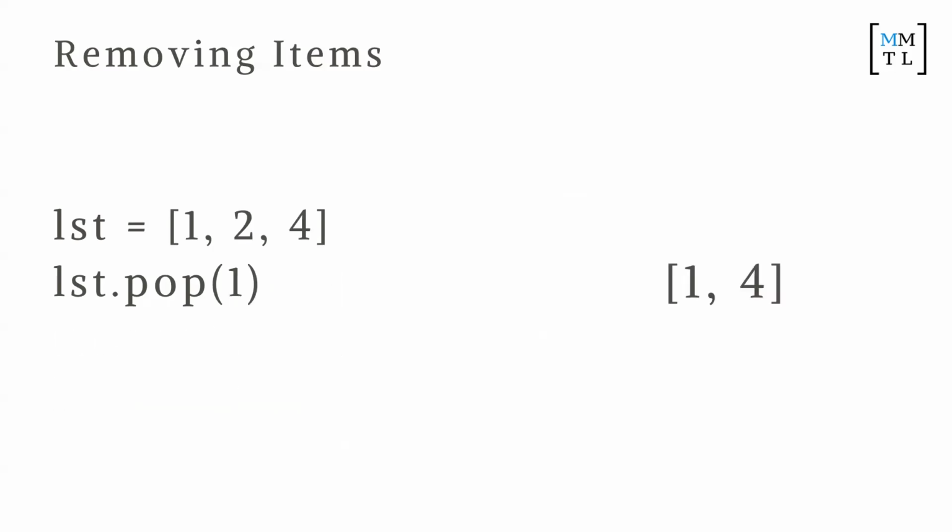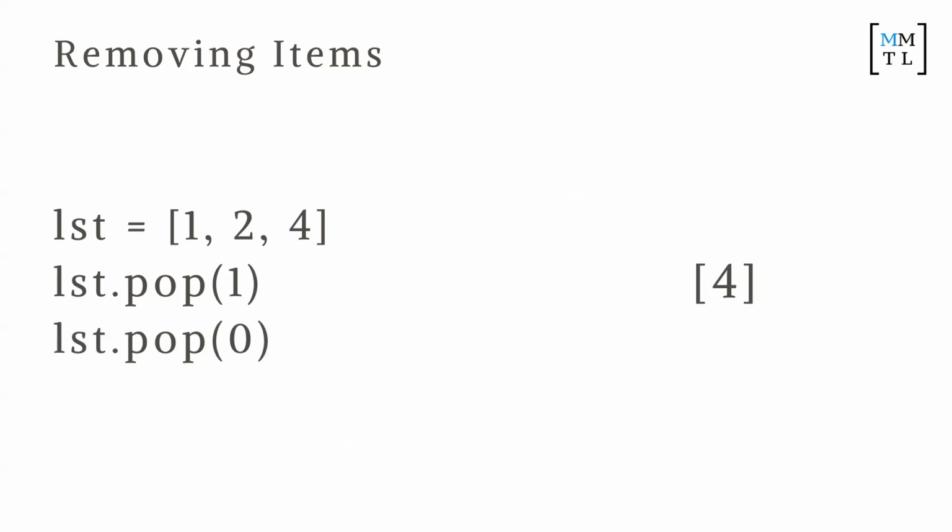So for example, if you want to list pop specifically this value here, recall that this is index number 1. Okay, so 0, 1, 2. If you want to pop a specific index, you go list.pop(1) and then it removes the number 2. I'll just repeat that again. This is referring to the index, not the value. So list.pop(1) means that you're removing the item in the first index. So in this case, 1, 2, 4 would become 1, 4.